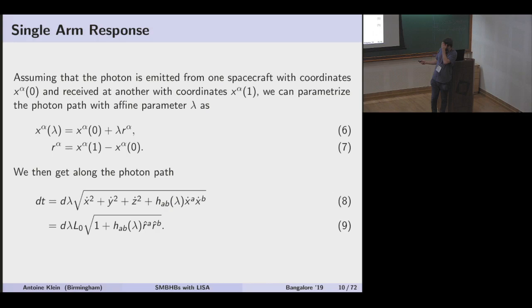It's given like this, and you can re-express this in terms of L0. L0 is the length of the path in the absence of a gravitational wave. And the modification due to the gravitational waves is going to be given by this relation here. So it depends on the contraction of the gravitational wave tensor with the spatial part of the difference between your reception position and your emission position, right?